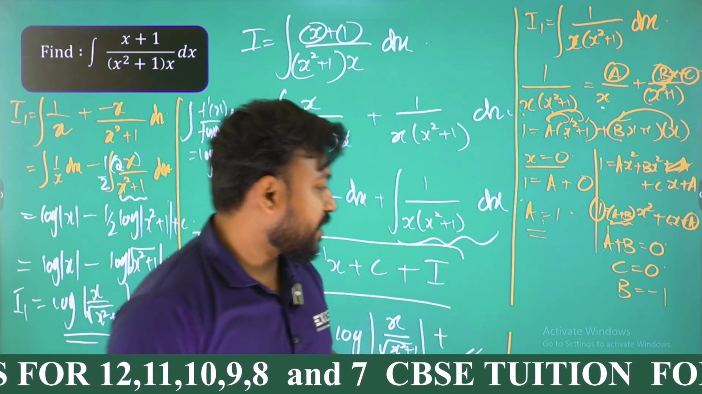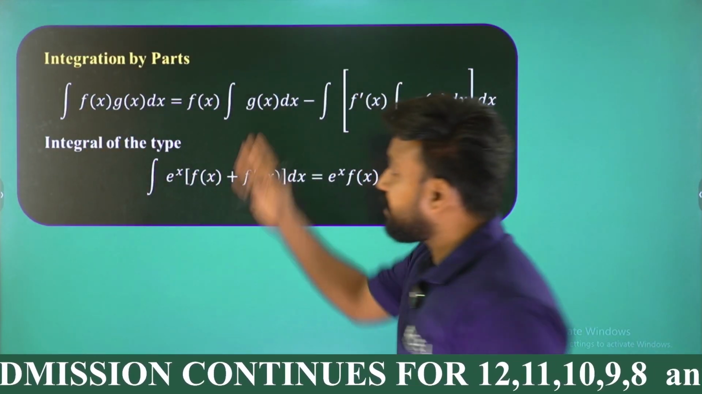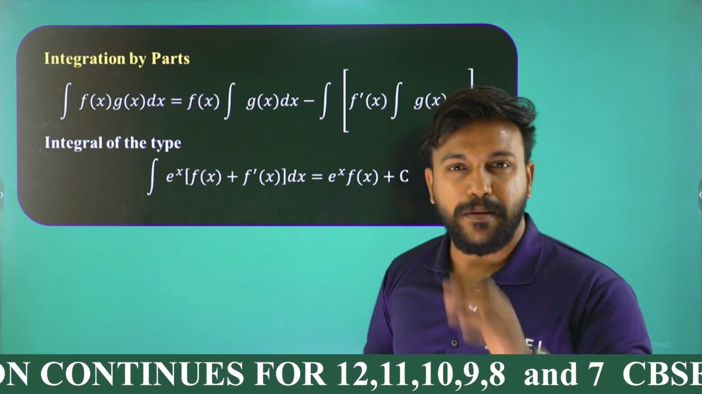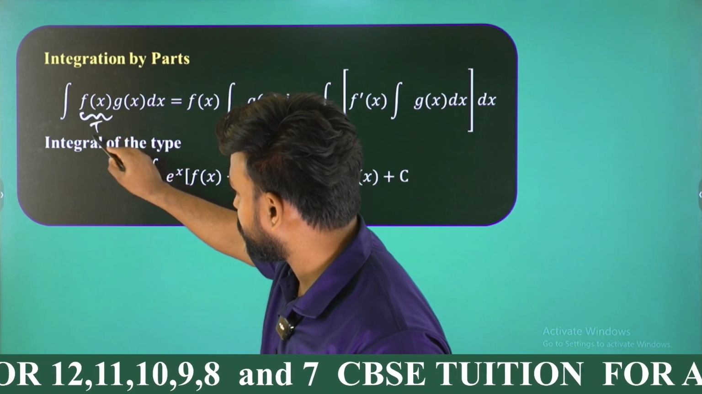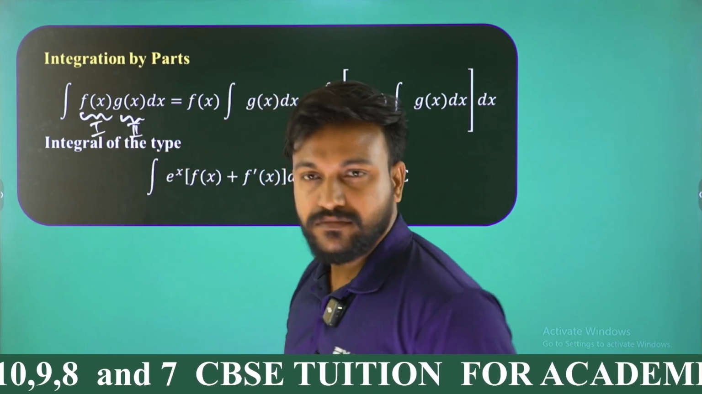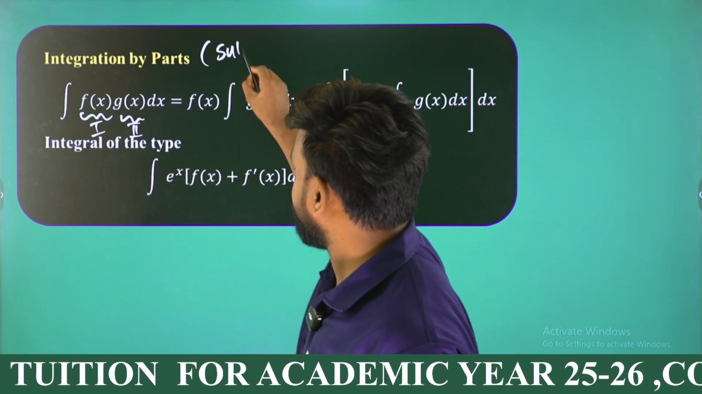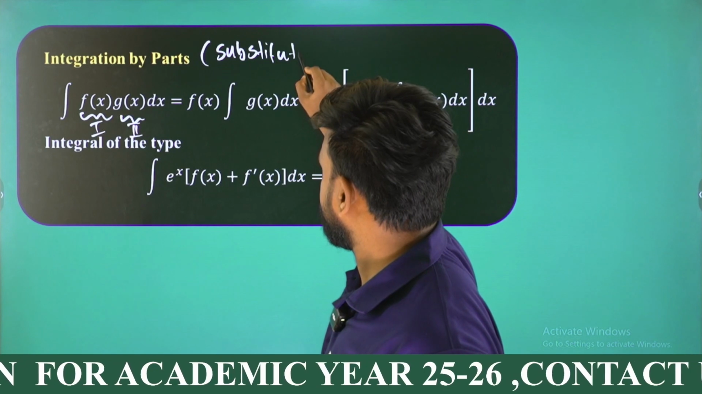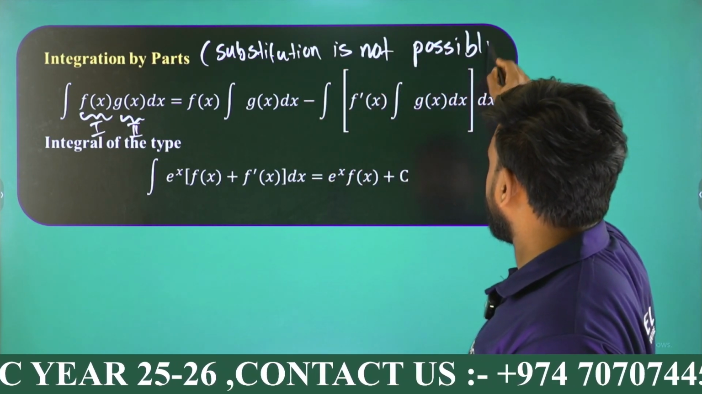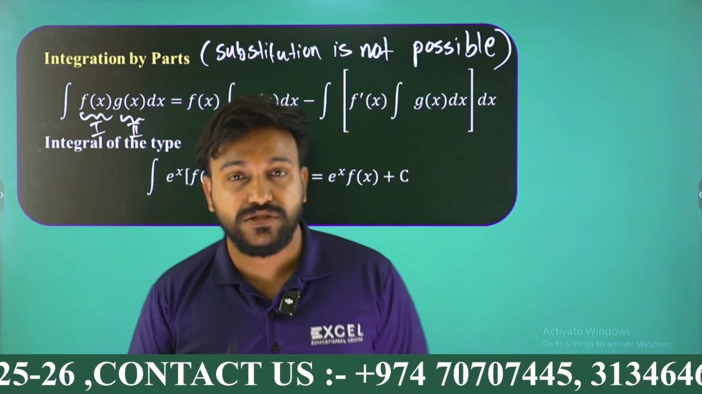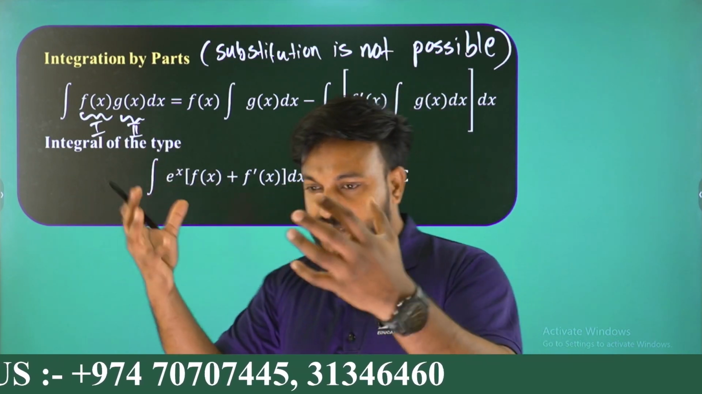Okay, so we can go for the next part. This part is integration by parts. Listen, what is integration by parts? If two functions are multiplied together, first function, second function, and substitution is not possible, then only do that. If substitution is not possible, then only do integration by parts. If substitution is possible, you can do that even if two functions are multiplied together.